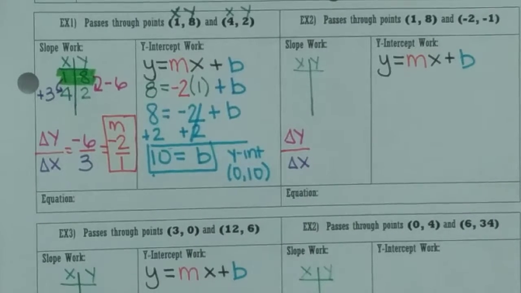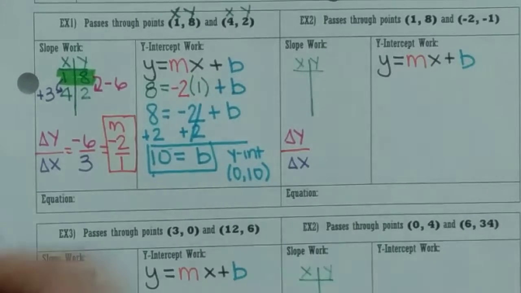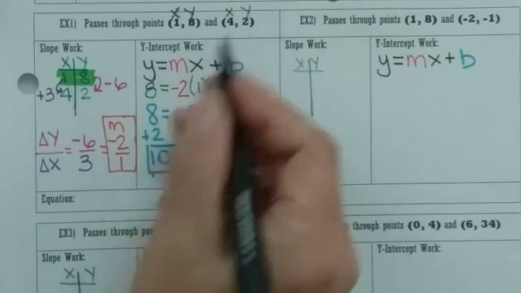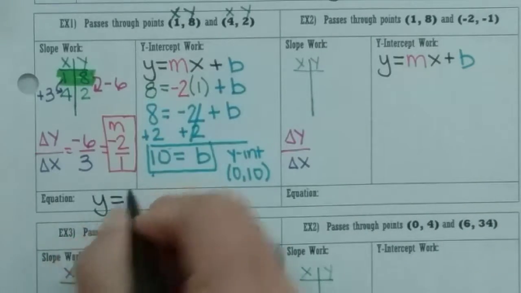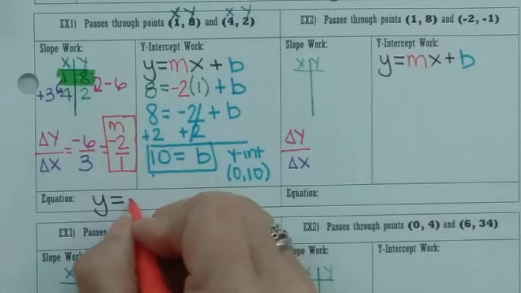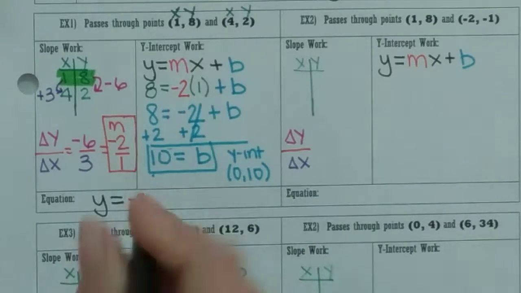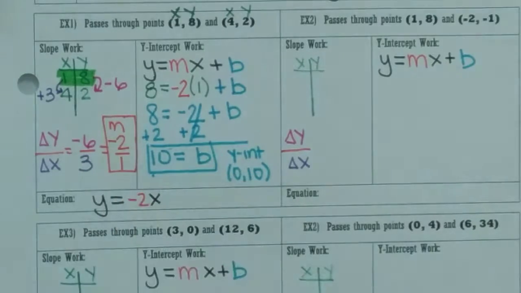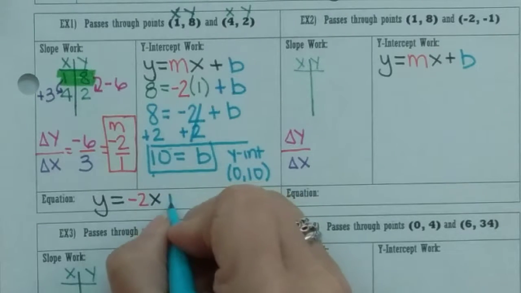Now we have an equation we can write. Our equation through the points 1, 8, and 4, 2 will be y equals -2 multiplied by x, and our b value is a positive 10, so we can do plus 10.